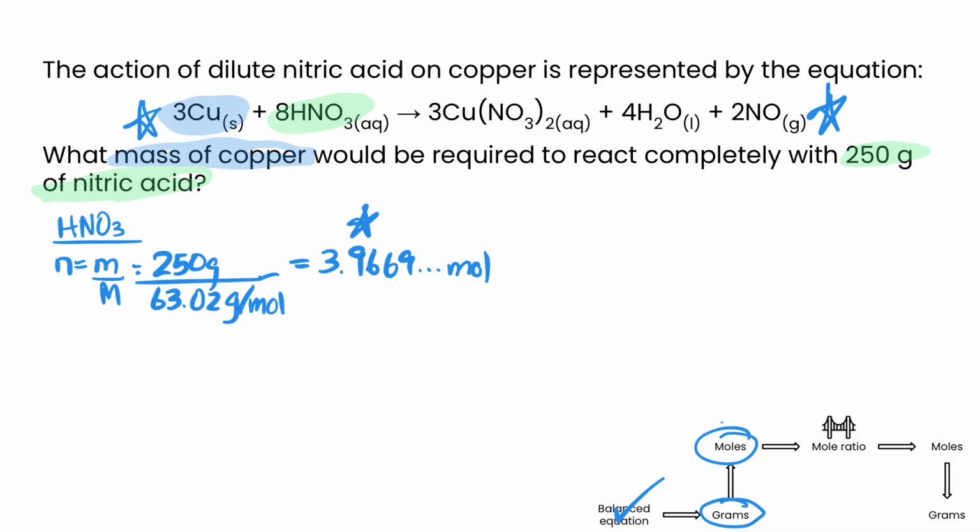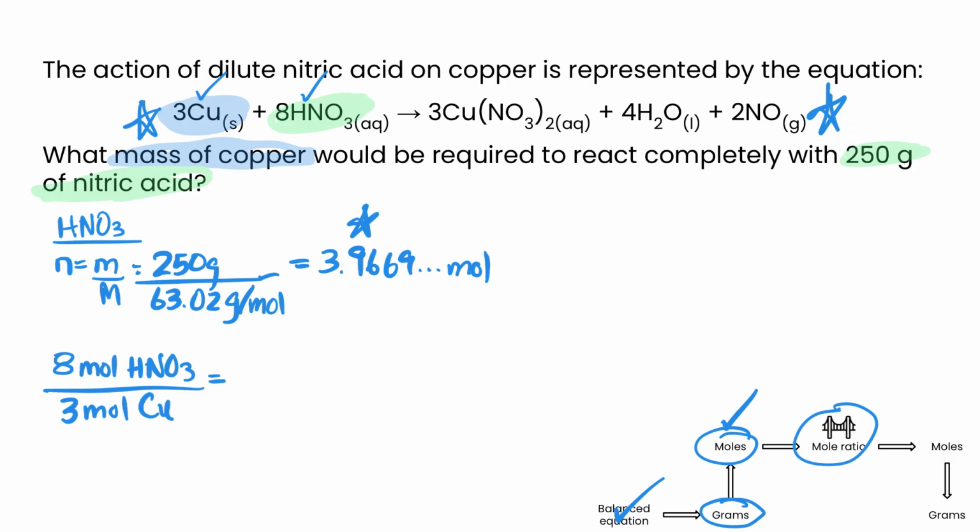Okay, so now we've got this one here. We need to find our mole ratio to find the moles of our unknown substance. So let's go to our balanced chemical equation. And we know 8 moles of nitric acid require 3 moles of copper. So we're going to go 8 moles of nitric acid to 3 moles of copper. And then on the other side, we need nitric acid on the top, and that was calculated here. So I'm going to put that 3.9669 moles of nitric acid on the top here.